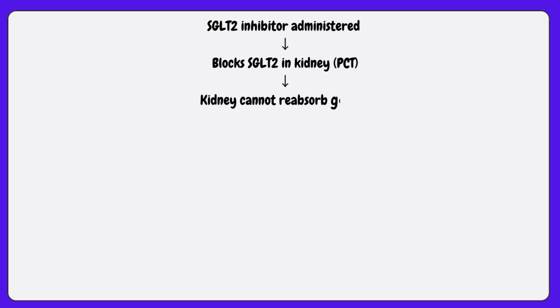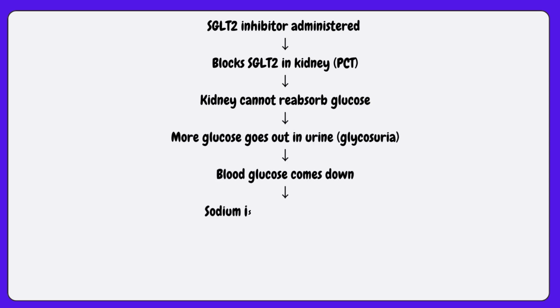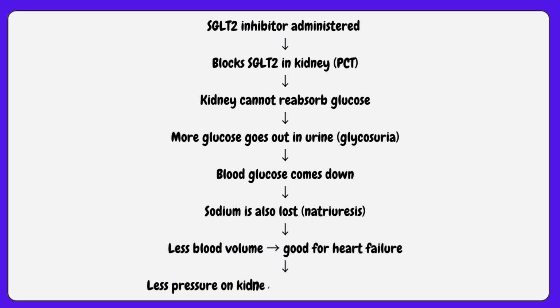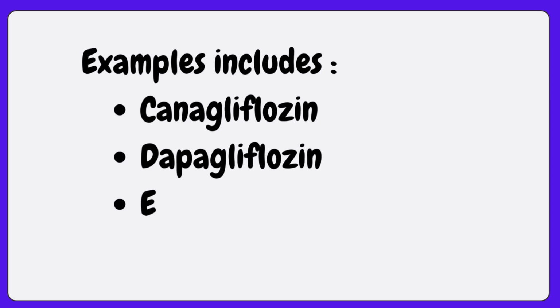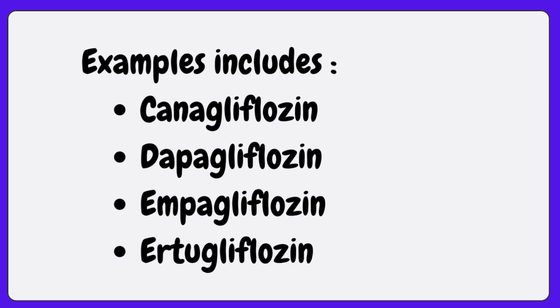To summarize in simpler words, SGLT2 inhibitors lower blood glucose by blocking renal glucose reabsorption, causing glycosuria, natriuresis, reduced intravascular volume, and thereby produce renocardioprotective effects. The drugs in this class include canagliflozin, dapagliflozin, empagliflozin, ertugliflozin.